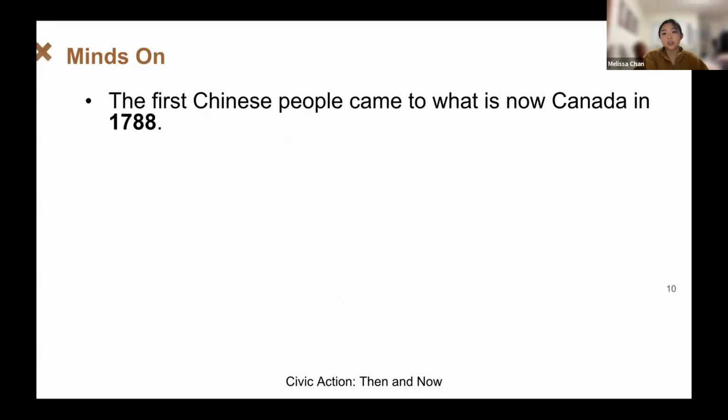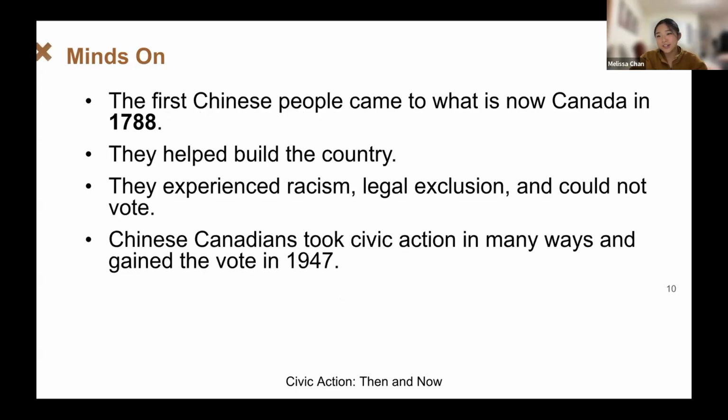Right. So Chinese people first came to Canada in 1788, and a lot of kids are surprised by that because Confederation was 1867. And they helped build our country. I'm not going to give us the full background here, but just to show you, I'm giving students a little bit of historical context. Now, what did they do in order to gain the right to vote, despite the circumstances they were in? So we're confronted with that same problem where we have something that we want to change, but we don't know how to do it. What are some actions that we can do?